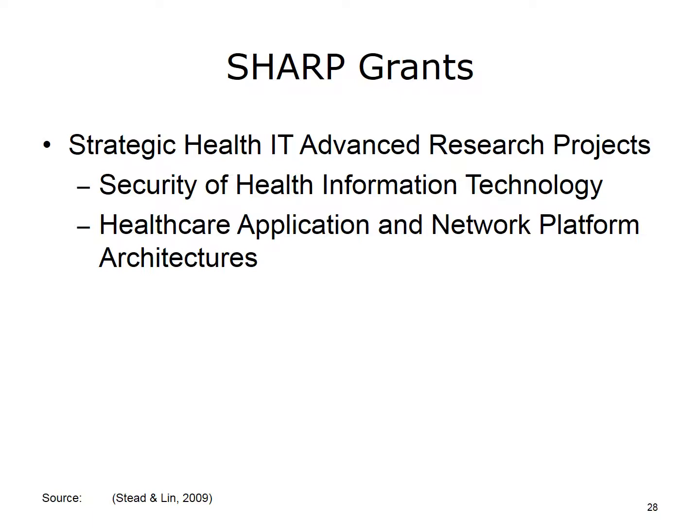Because the vision of HITECH includes moving toward nationwide health information exchange, there are still many areas where current systems need technological development and/or improvement for that scale of information exchange. 4 awards were made to focus on several key areas that need work in order to realize the HITECH vision. The first area, security of health information technology, involved research to develop security processes in anticipation of large-scale health information exchange. Similarly, the second area, healthcare application and network platform architectures, aimed at developing new applications and new ways they can be integrated into EHRs.